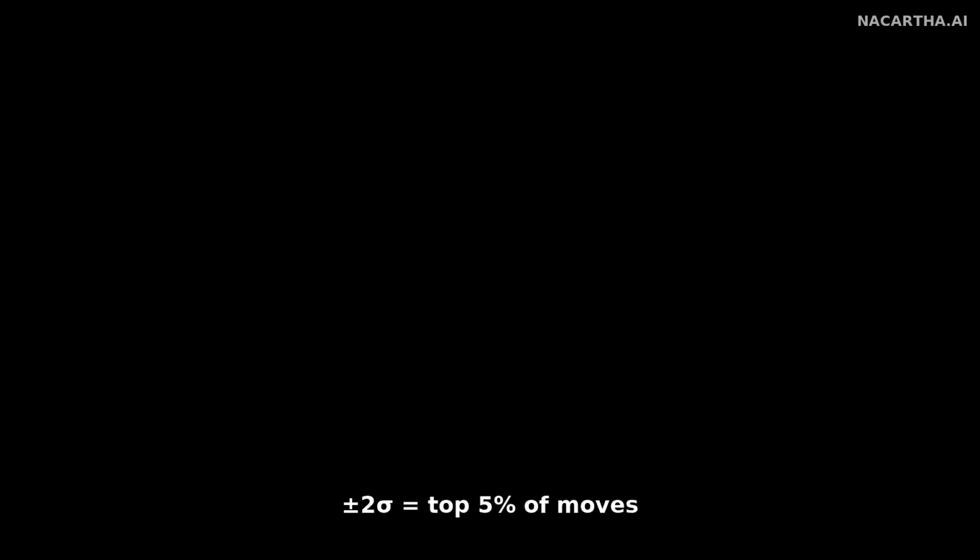Now, why 2.0? Because under a normal distribution, only about 5% of observations fall beyond plus or minus 2 standard deviations. When price breaks that boundary, I'm not looking at noise anymore. I'm looking at a statistically rare event. That's where edge lives.